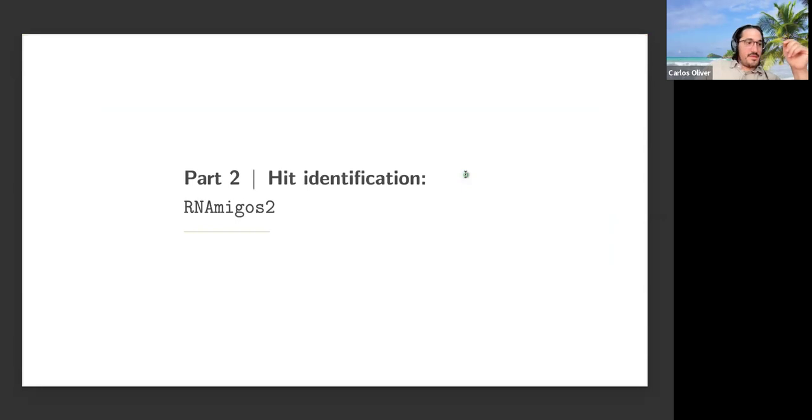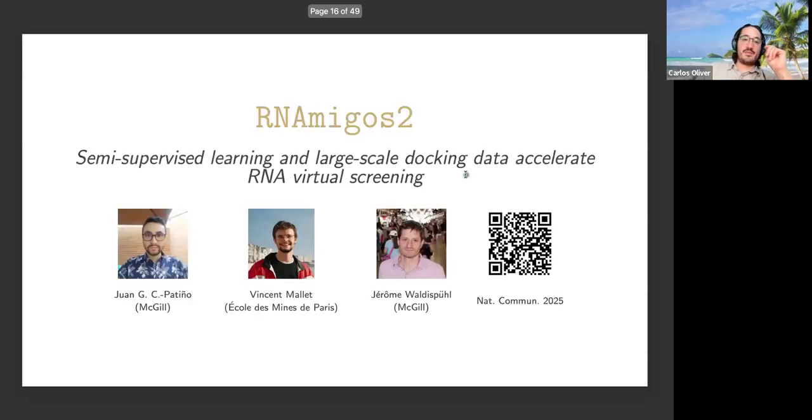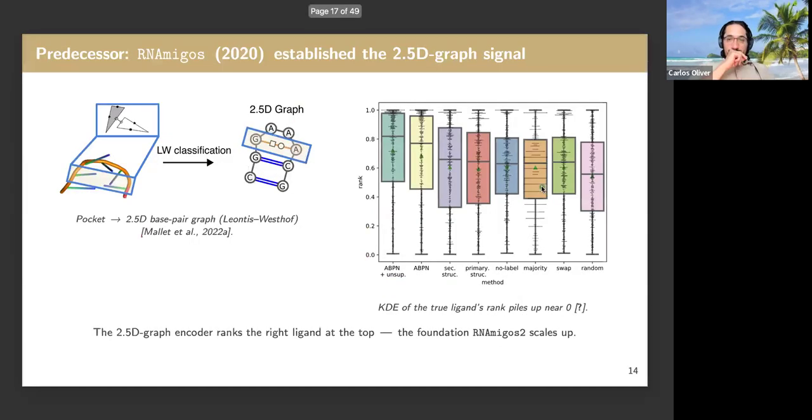And so this next part of the talk is going to be our small contribution to this problem of hit identification using machine learning models. This is work that was led by Juan Patiño and Vincent Mallet in collaboration with Jerome, and was published last year. It is a follow-up, or a scale-up, I would say, of the first paper that we published in 2020, where we first took on the challenge of taking this problem on with AI.